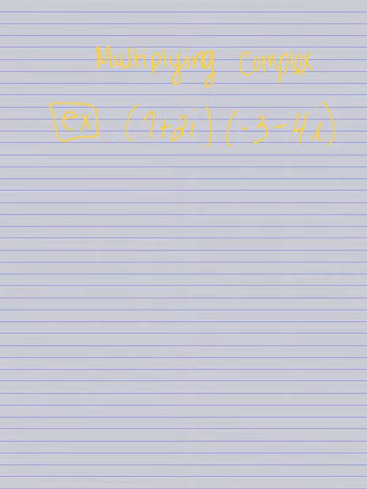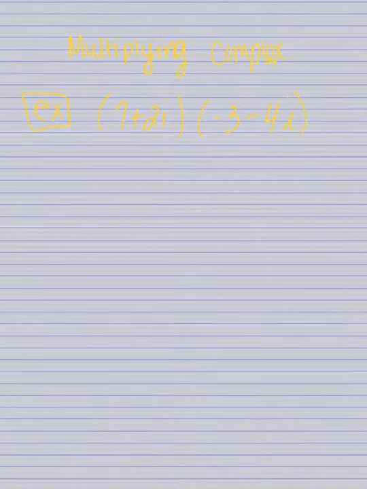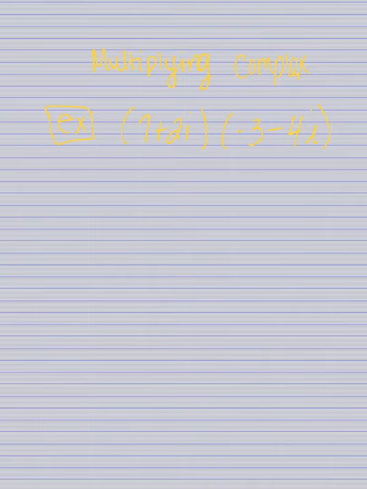Alright, now we're going to be multiplying complex numbers. So I like to use the box method. In the box method on the top, I'm going to write 7 plus 2i, and on the side, I'm going to write negative 3 minus 4i. You can also do this as the distribution. This box method is just to help you out visually.